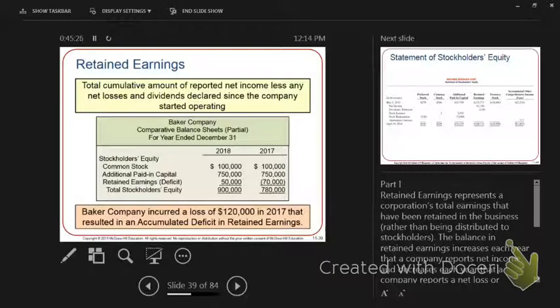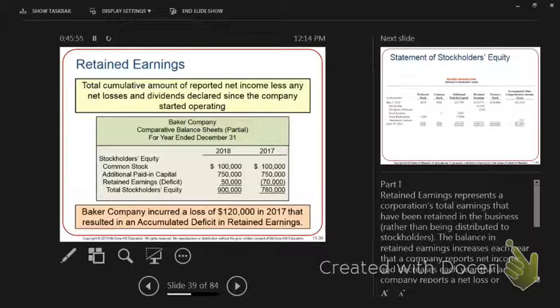Because what is retained earnings? Retained earnings is beginning retained earnings plus net income. So if retained earnings continues to be a deficit, that means you are not making any money. So at some point, it's not going to work. Because, yeah, additional paid-in capital is keeping you afloat, but that means you're continuing to sell stock.